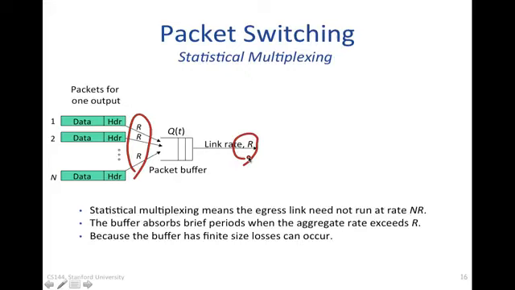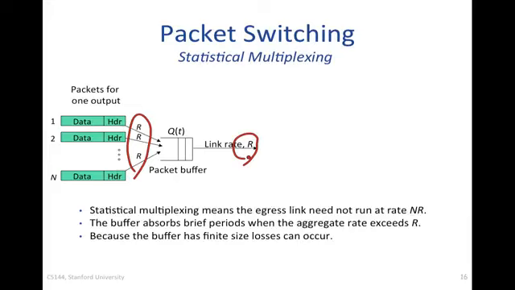Clearly, if all of those ingress links were running at the full rate r, then the output link would be overwhelmed and would start dropping packets very quickly. And in fact, there would be a rate of n times r coming in and a rate of 1 times r going out. So we'll be dropping them at a rate of n minus 1 times r.